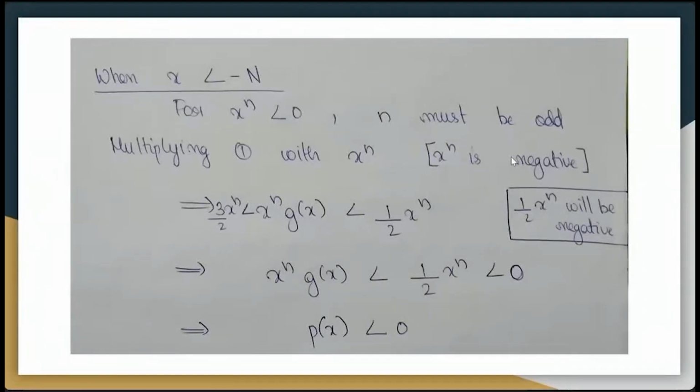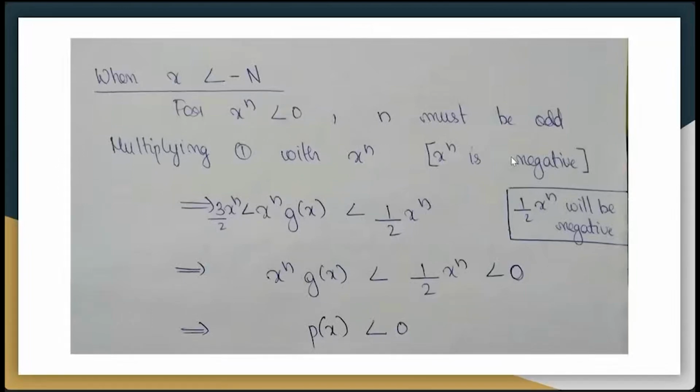For my x less than minus n, in the corollary of the intermediate value theorem, we want f of a to be less than 0. So for my x to the power n to be less than 0, where x is minus n, I need my n to be odd. This is the only place that we are applying that n must be odd. So since n is odd, x to the power n is negative.